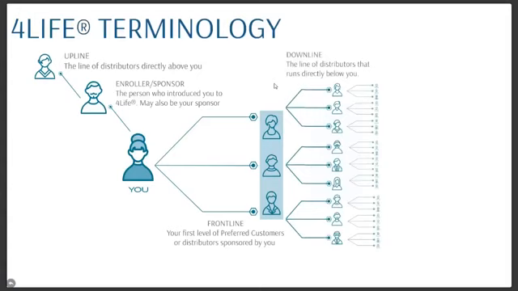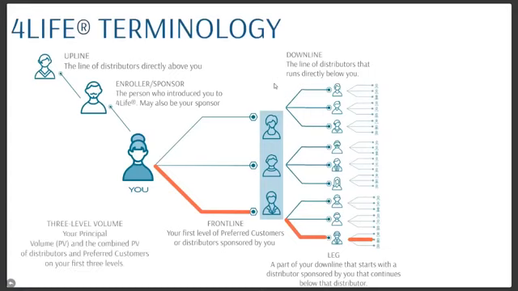So let's talk about your downline organization. So a downline is going to refer to anybody who runs directly below you in your organization. A leg is basically a part of your downline that starts at a distributor that's sponsored by you and continues below that distributor. And this term is important to know and understand how it works when we talk about some of the higher ranks that you'll be wanting to achieve.